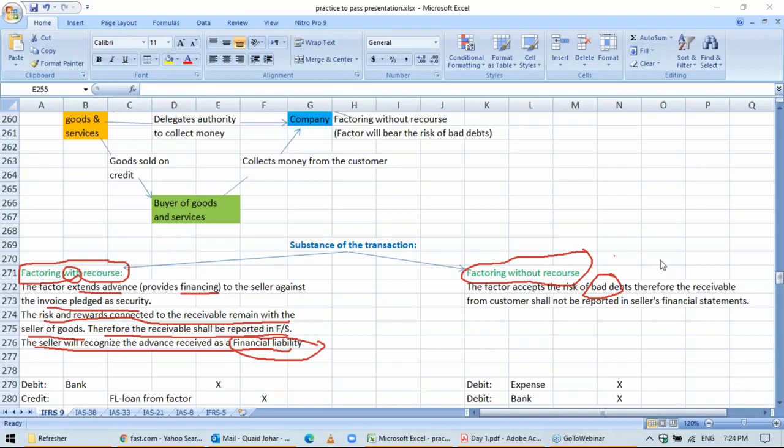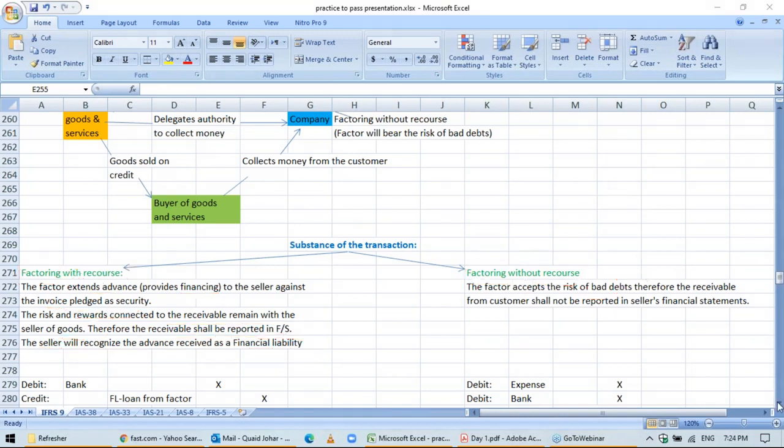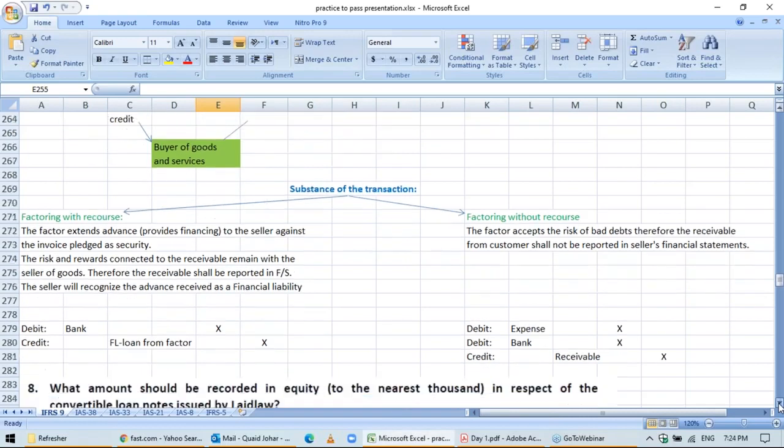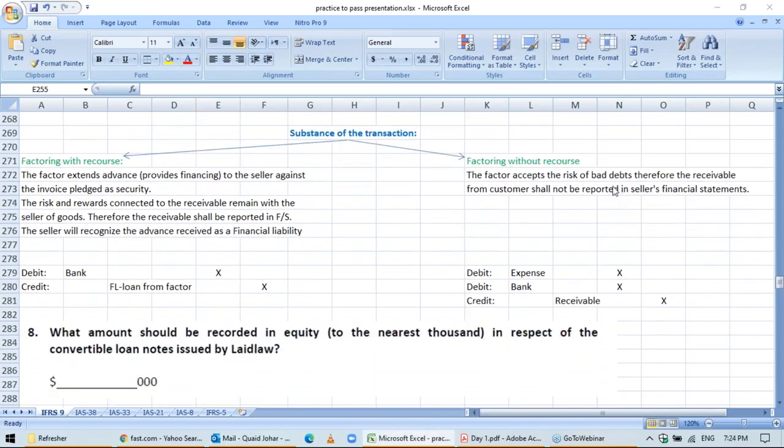So you can see the entries as well down here. In case of without recourse and with recourse, these will be the entries. So let's look at the entry in case of with recourse factor. In case of with recourse, what happens? Bank debit and loan from factor credit.